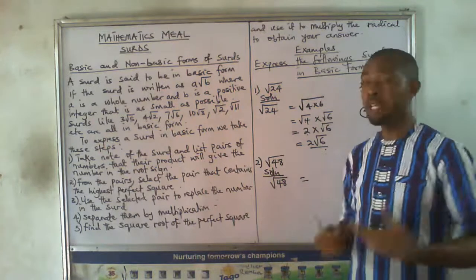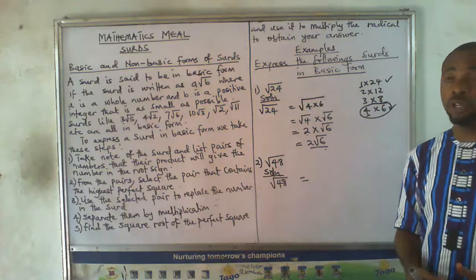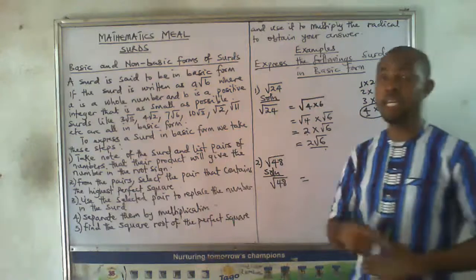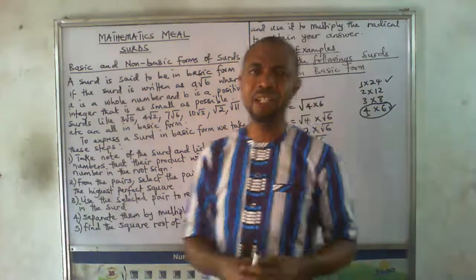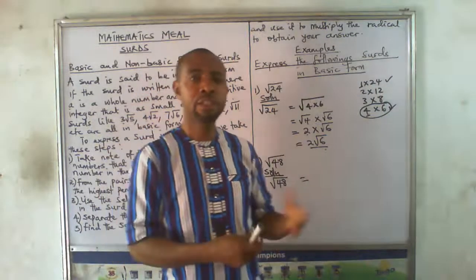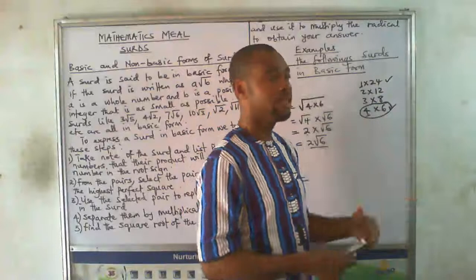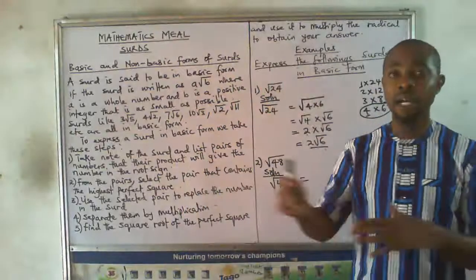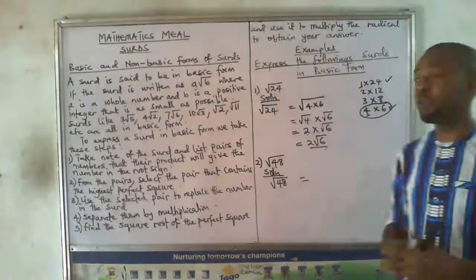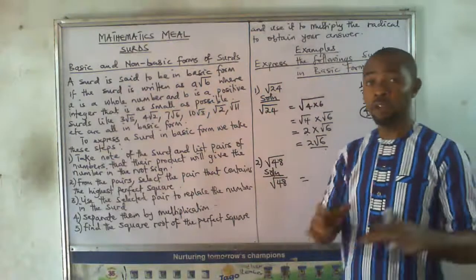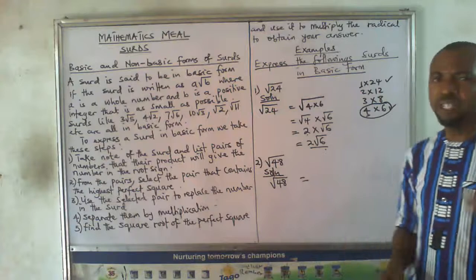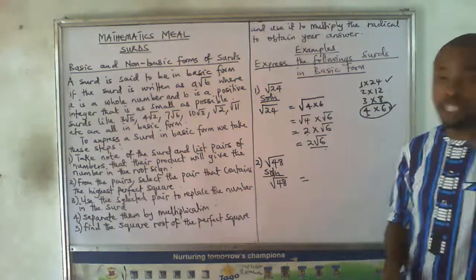So in this case, we have steps that we must follow in order to express a surd in basic form. Just like you are preparing your soup, they say add water, add oil, add Maggi, add this one, add the other one. So the same way. If you can prepare soup, definitely you're supposed to be a good mathematician.